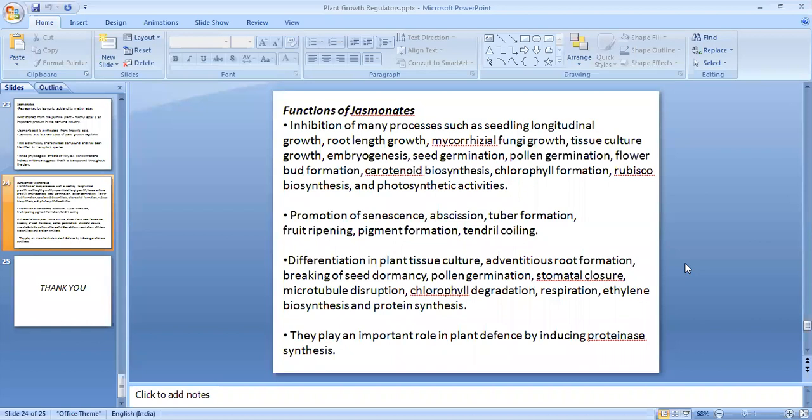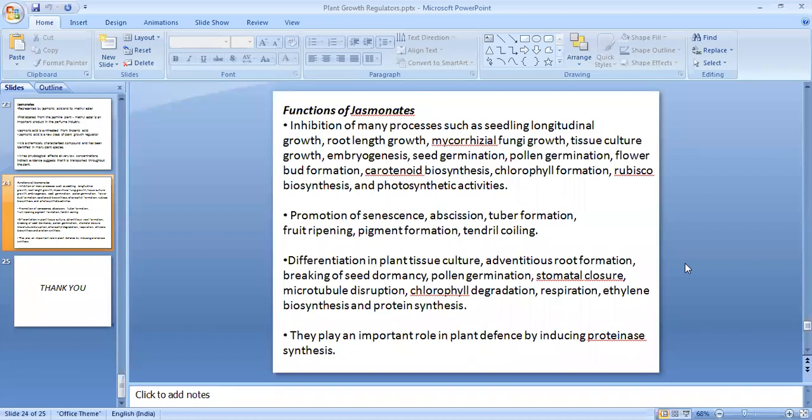And root length growth, mycorrhizal fungi growth, all are inhibitory actions. It has inhibitory action on tissue culture growth, embryogenesis, seed germination, pollen germination, flower bud formation, and also carotenoid biosynthesis, chlorophyll formation, rubisco biosynthesis, and photosynthetic activities. And some stimulatory actions also. It stimulates senescence, which is again an unwanted effect. Senescence leads to the falling of fruits and leaves from the plant.